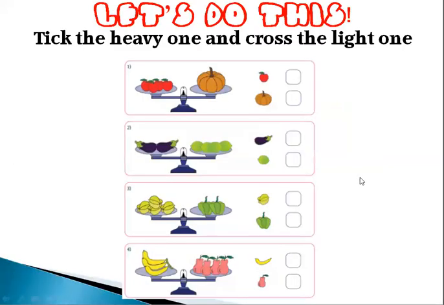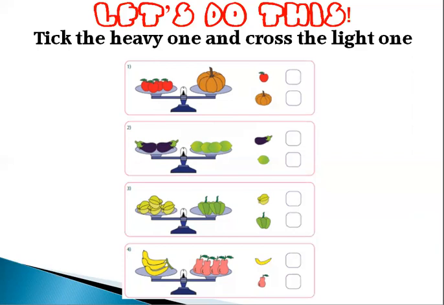Good. Now this is what I want you to do for me. You're going to look at these and tell me which is light and which is heavy. So you're going to tick the heavy one and cross the light one. When you get something correct, your teacher ticks it. And when you miss something, your teacher will cross it, you got it wrong. That is how you're going to cross the light one.